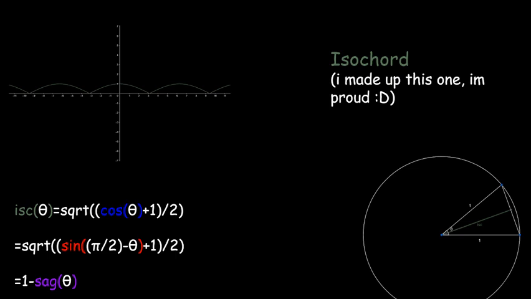Next we have the isochord. This is the one that I made up. I'm very proud. You actually take the midpoint of the chord connected to the center, you have an isochord. Its length is also equal to 1 minus the sagitta, can be defined using more sine, blah blah blah.